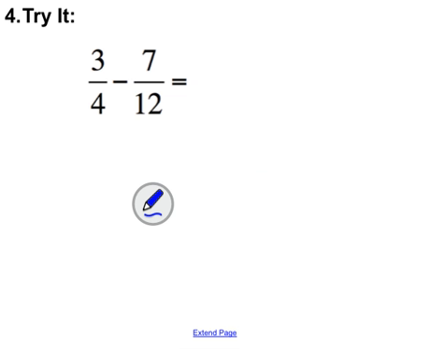Time for you to try one. Find problem 4 on your worksheet and pause the video to try the problem on your own. Hit play when you're ready to check your answer.